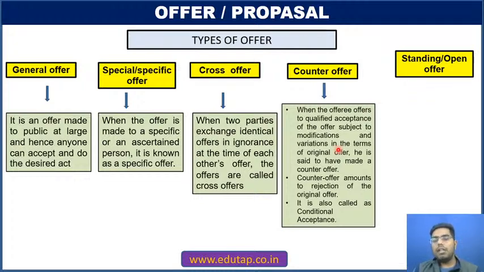So what happens in counter offer? Suppose I am making an offer to you that I want to sell my property to you for rupees 10 lakh. This is my offer, and obviously you will be doing some bargaining with me. So you are making me a counter offer that you want to buy my property for rupees 8 lakhs. Now when I am making an offer and you are countering my offer, you are making the offer to me but subject to some modifications.